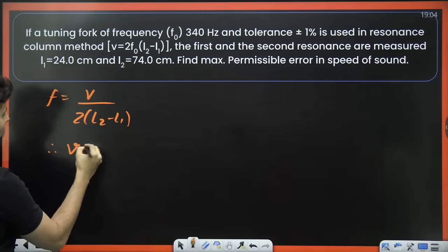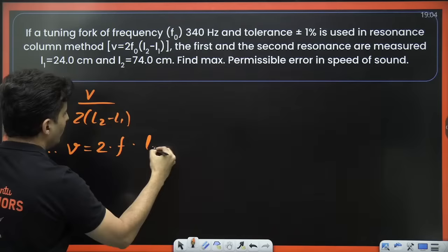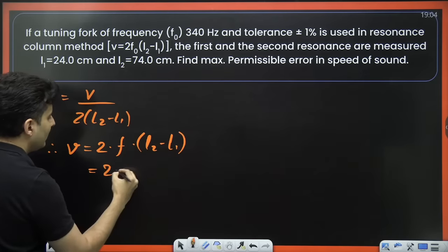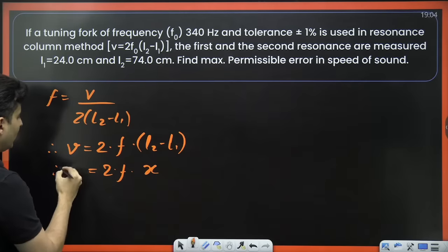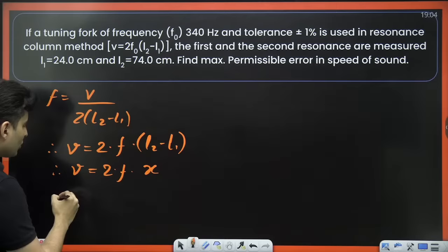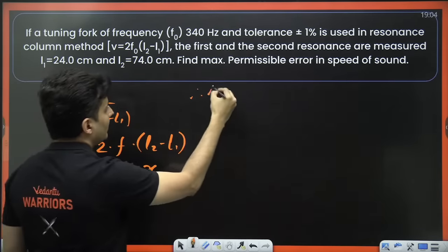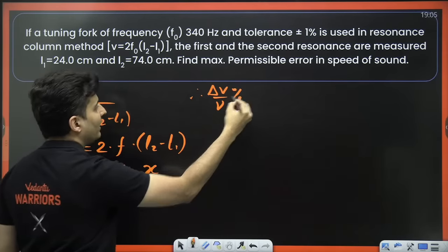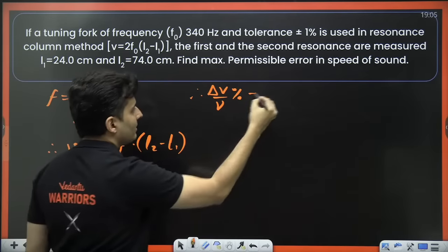So therefore, speed of sound will be 2 times F times (L2 minus L1). Now this L2 minus L1, let me call it the length difference, which is X. So think about it, when I try to find the percentage error in the speed of sound, this number 2 will not make any difference.